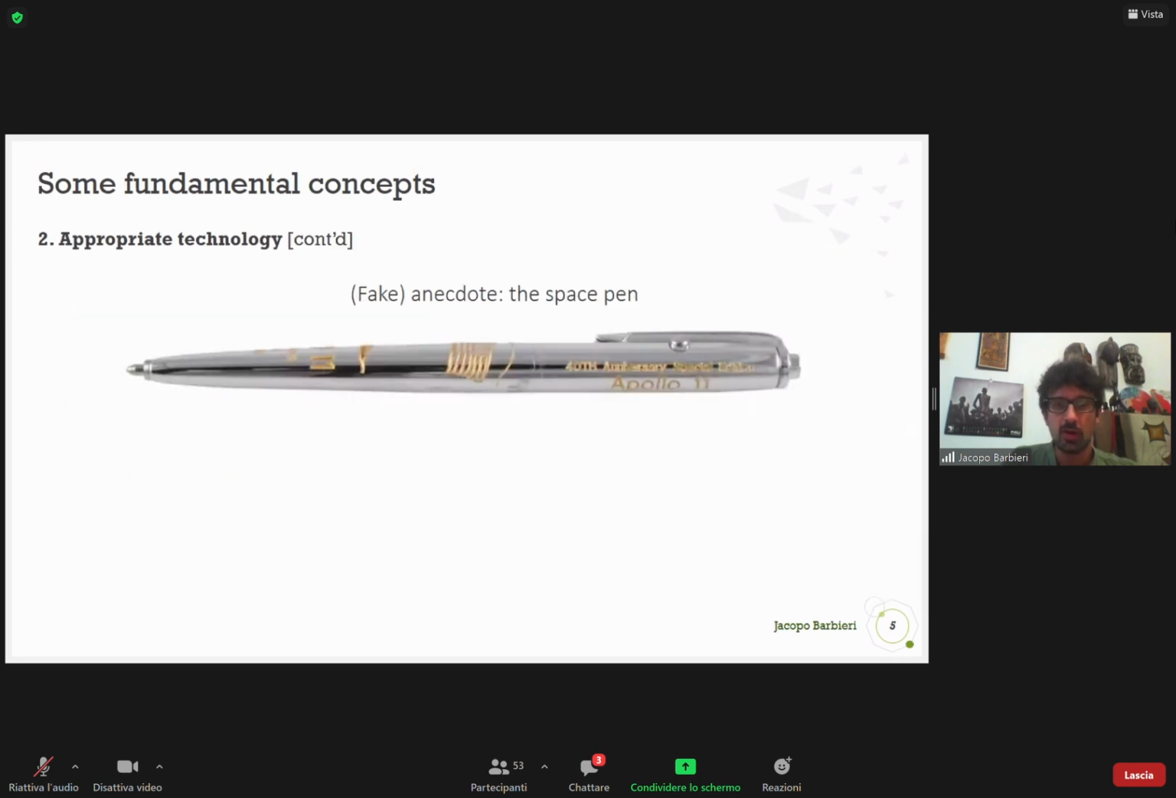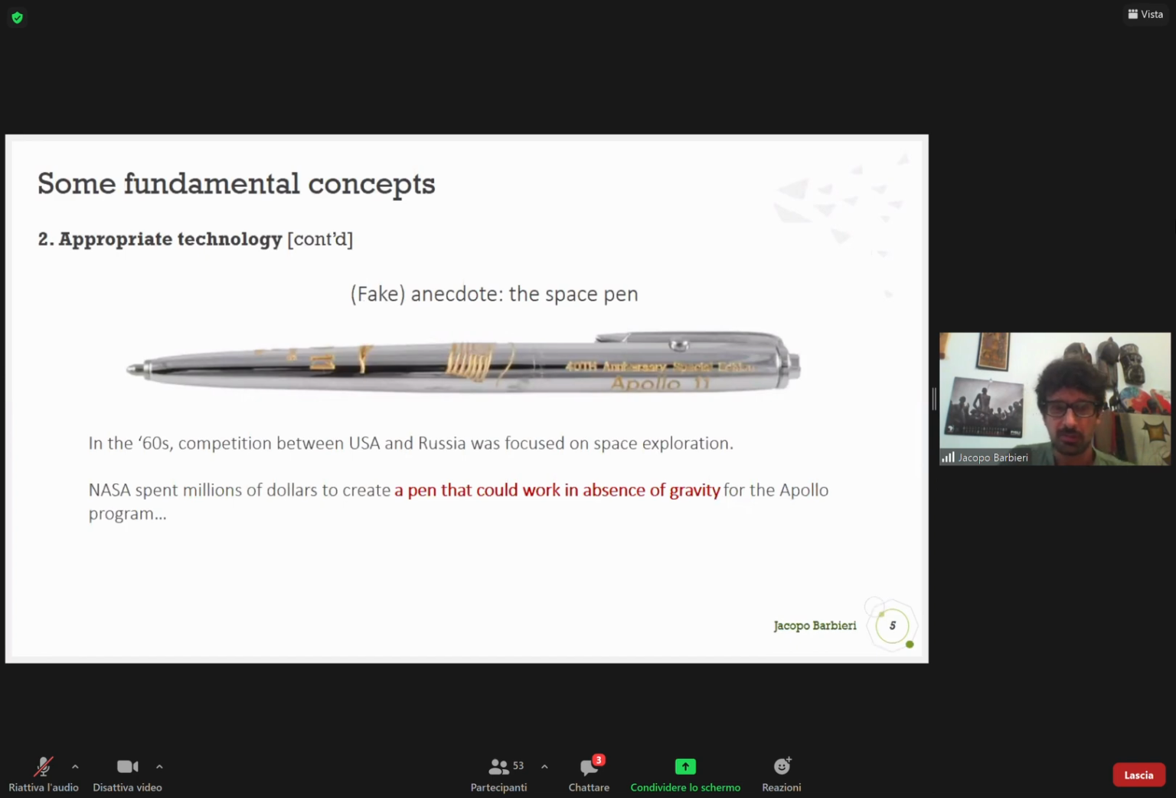To give you a better understanding of the concept, I will go with an anecdote that I know for sure is fake. It was not really like that, but it has circulated a lot over the internet. And I think even if it is not real, it gives a good example of the concept. It was narrated that in the 60s, there was a big competition between the USA and Russia about space exploration. And so the Americans decided to invest $1 million to create a pen that could work in the absence of gravity, because normally a pen cannot write in the absence of gravity.